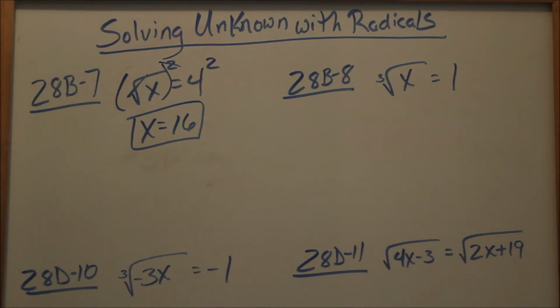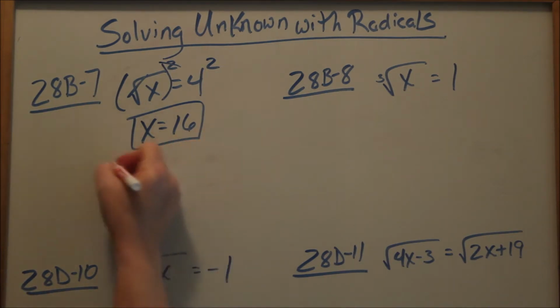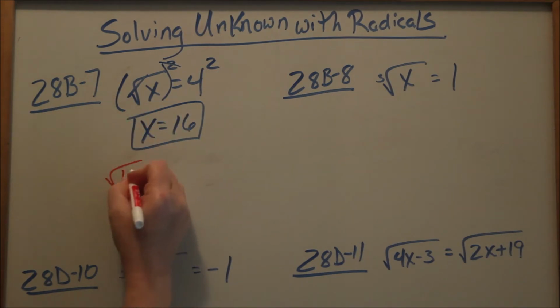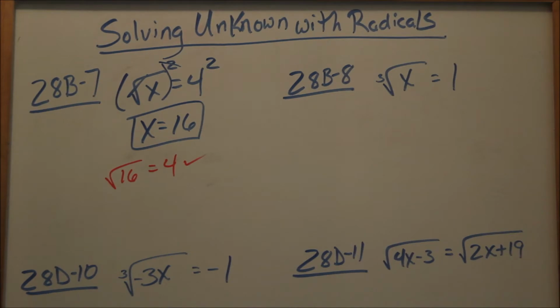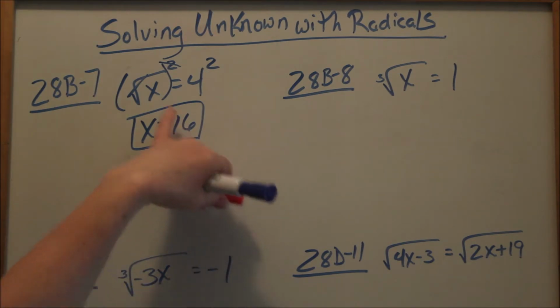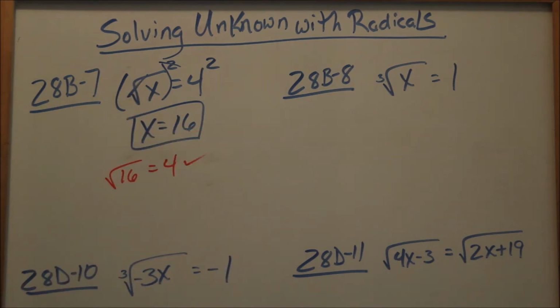It's really, really important for all these radical problems, you have to check your answers. It says it in the book to check your answers. So take your answer, put it back in the original problem, square root of 16. Does it equal 4? Yes, so it checks. Some of these, they will be not a valid solution because when you go to put your answer back in the original problem, it's a false statement.